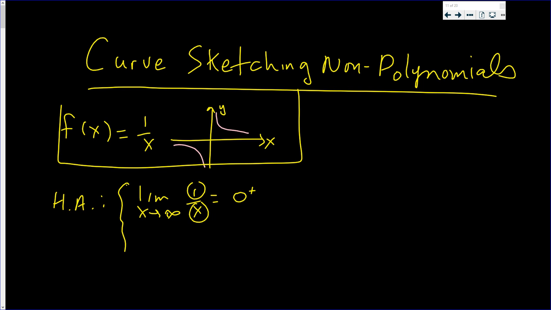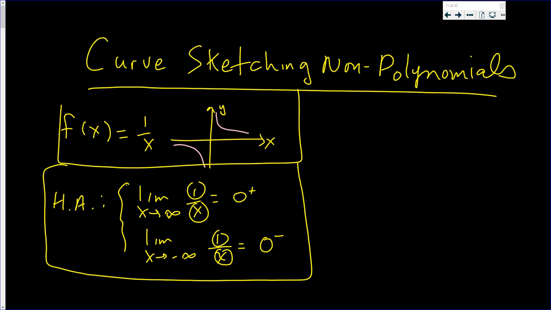The limit as x goes to negative infinity, again, you're going to have 1 over infinity, so it's going to be 0. But the top is always positive, it's 1, and the bottom is going to be very negative, and positive over negative is negative. So when x is close to negative infinity, it'll get close to 0, but always below.